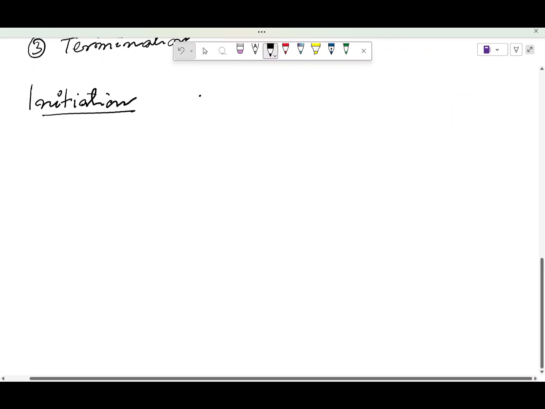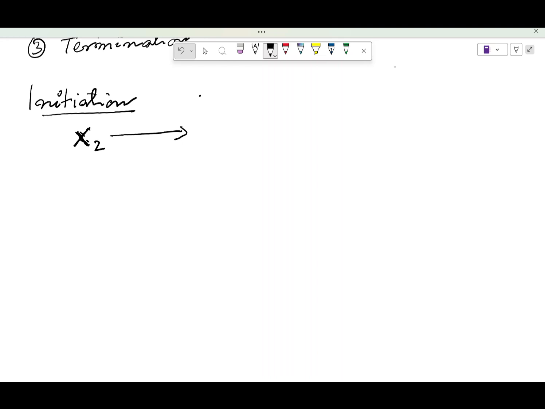Now, in this case, suppose you are having the initiation, you are having the X2, you are having halogens. Now, you are exposing the reaction to the ultraviolet radiation or giving the high energy. In this case, it will generate 2 into X radical. This step is called the initiation step.